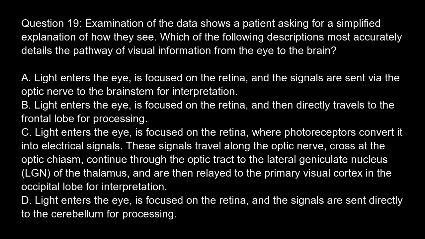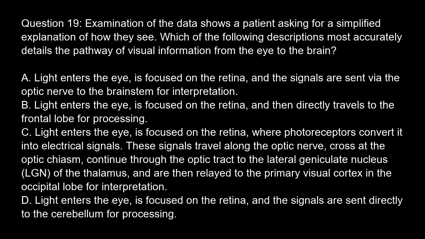Question 19. Examination of the data shows a patient asking for a simplified explanation of how they see. Which of the following descriptions most accurately details the pathway of visual information from the eye to the brain? Option A. Light enters the eye, is focused on the retina, and the signals are sent via the optic nerve to the brainstem for interpretation.